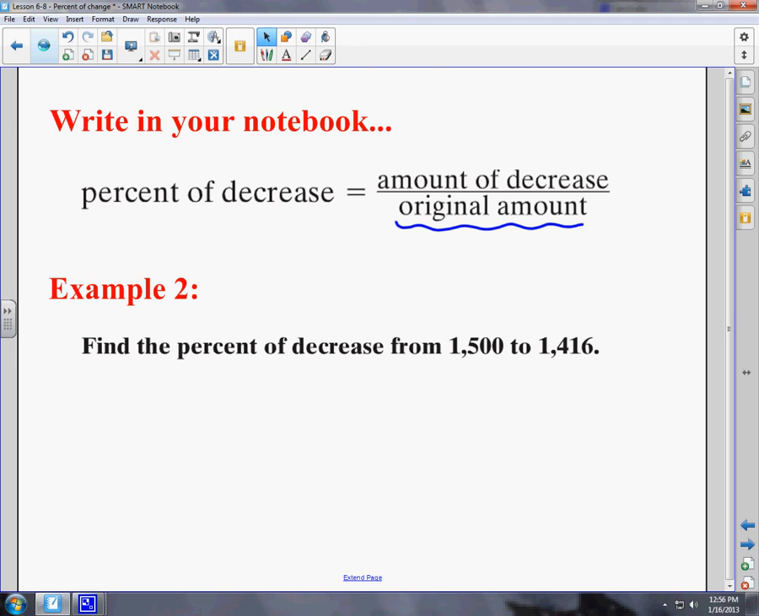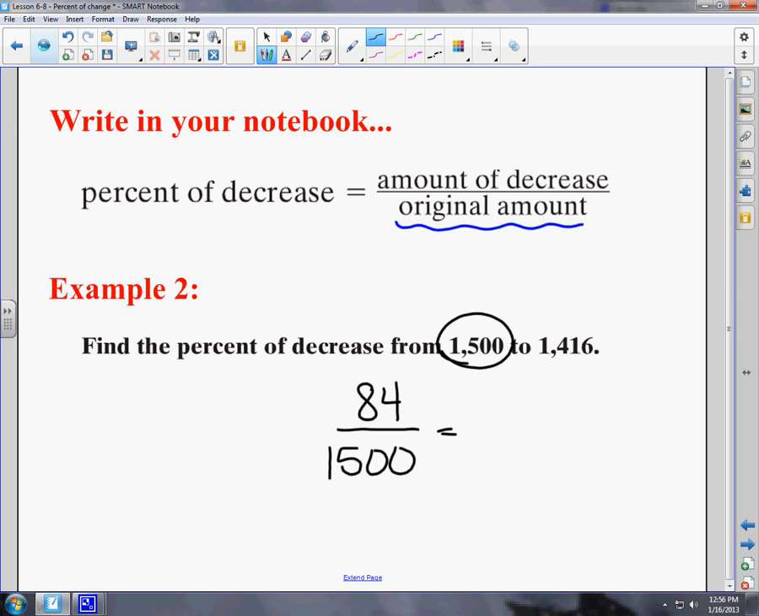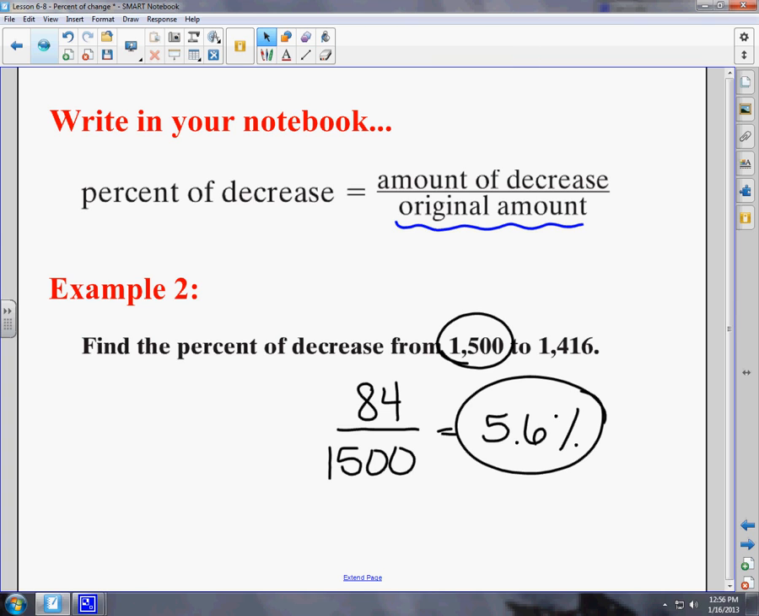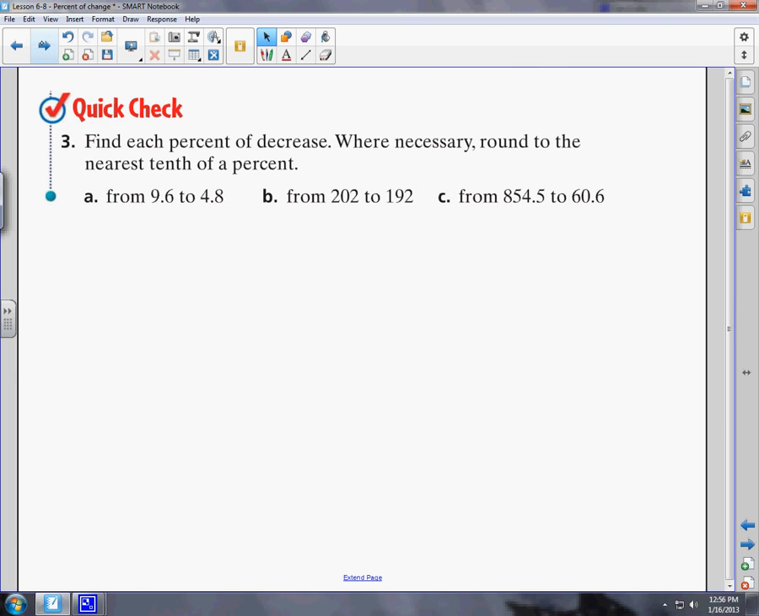All right, so first you do 1,500 minus 1,416 and you get 84. And I'm going to divide that by the original amount, which is 1,500. And it had a 5.6% decrease. All right, so try these 3. Round to the nearest tenth of a percent when necessary. So try these 3 and then we'll go over them.